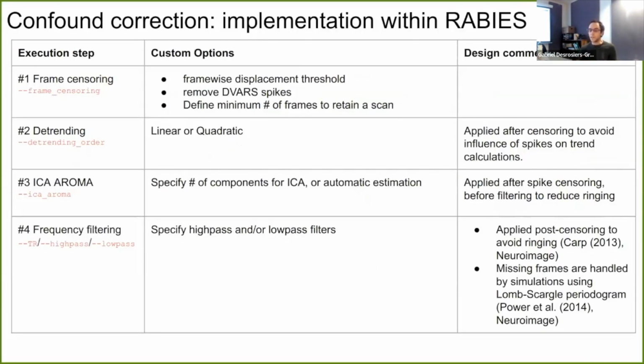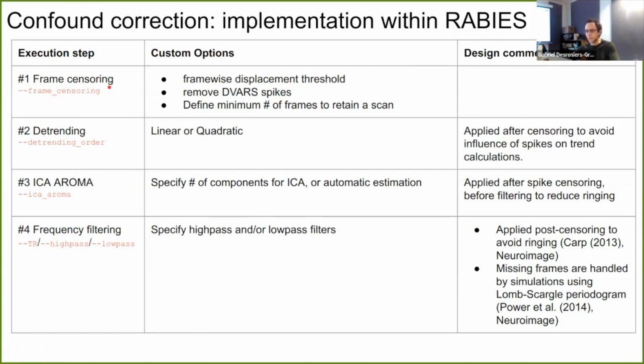So how this is implemented in RABIES is laid out in a stepwise manner, and the order of the steps is pretty important, actually, because if these different steps are not applied in the right order, some papers have documented that you can unfortunately reintroduce certain confounds that have been previously removed. And I'm going to detail why this can happen, for instance, with frequency filtering or confound regression. But within RABIES, the first step that's executed is frame censoring.